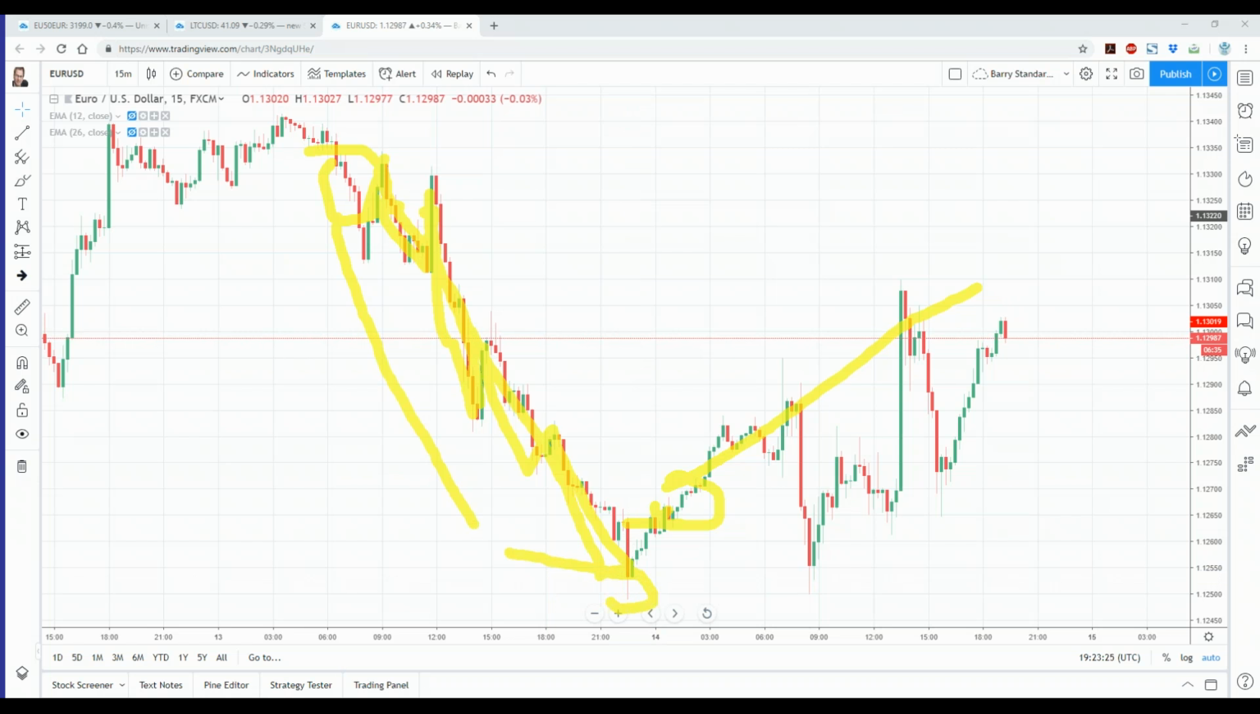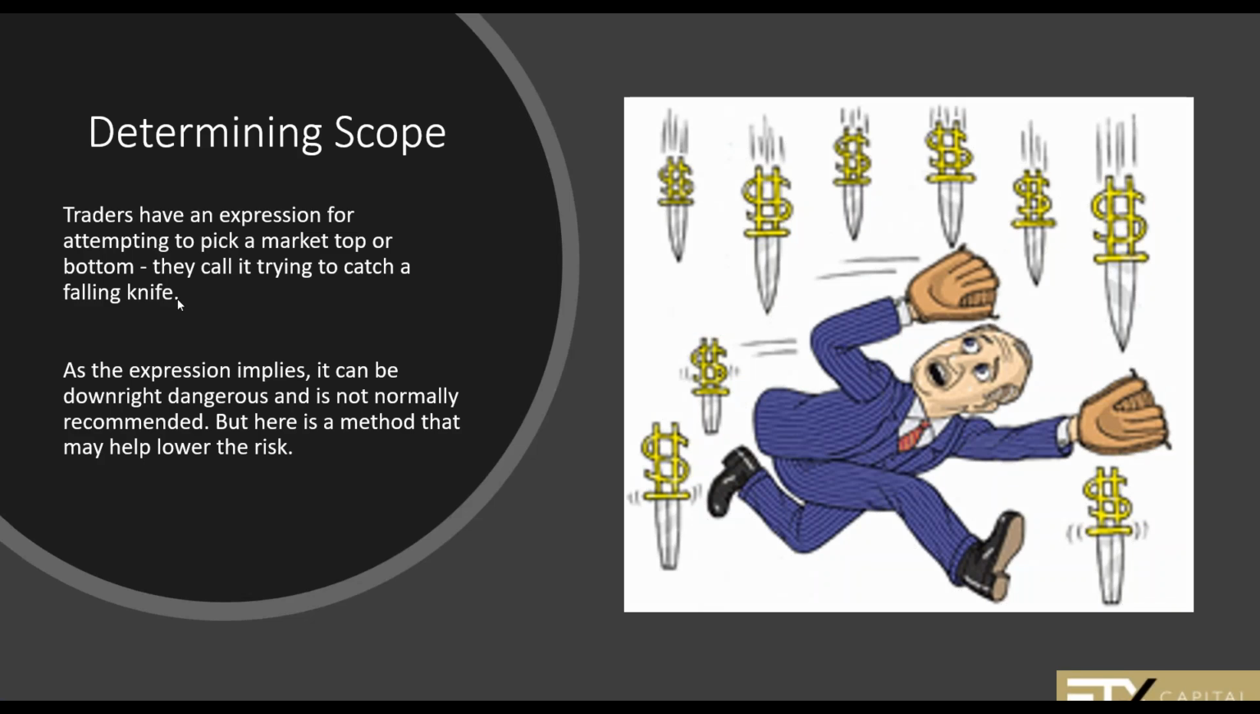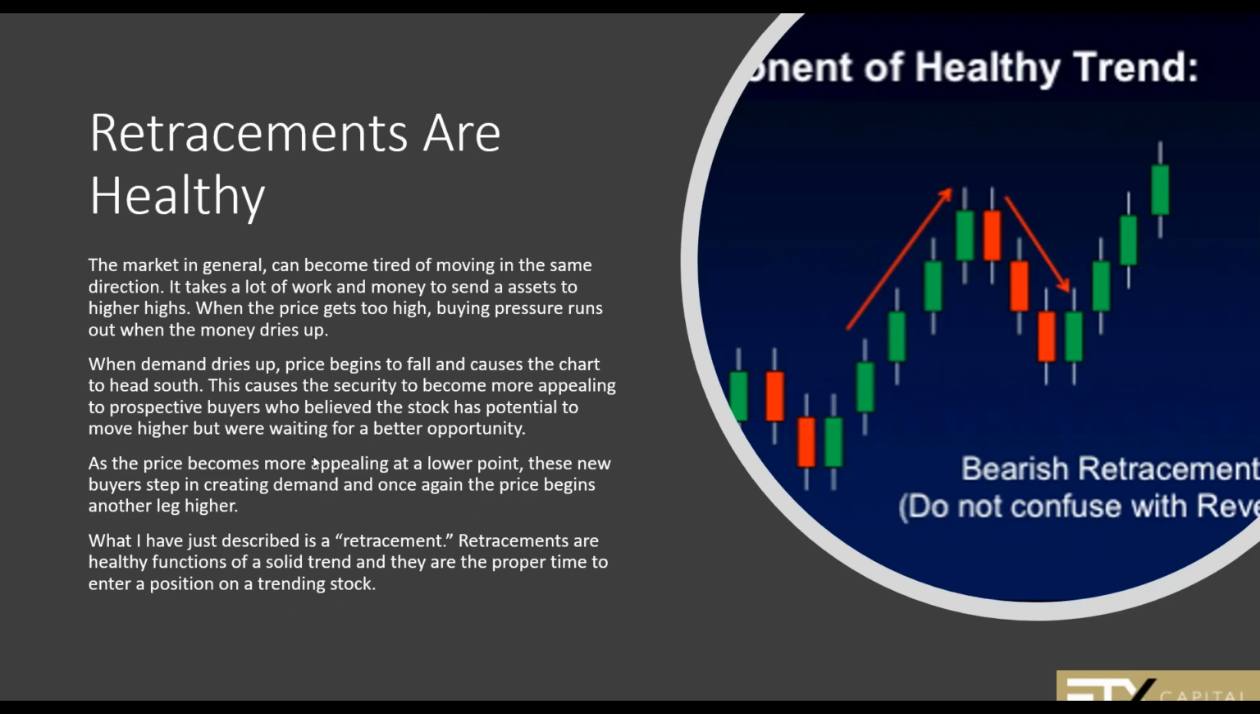Okay. Actually, we have a term for that in the market. Hold on, I'm just trying to get my PowerPoint back up here. And we call it trying to catch a falling knife. So traders have an expression for attempting to pick a market top or bottom, and they call it trying to catch a falling knife. As the expression implies, it can be downright dangerous and is not normally recommended. Okay, but here is a method that may help lower your risk.